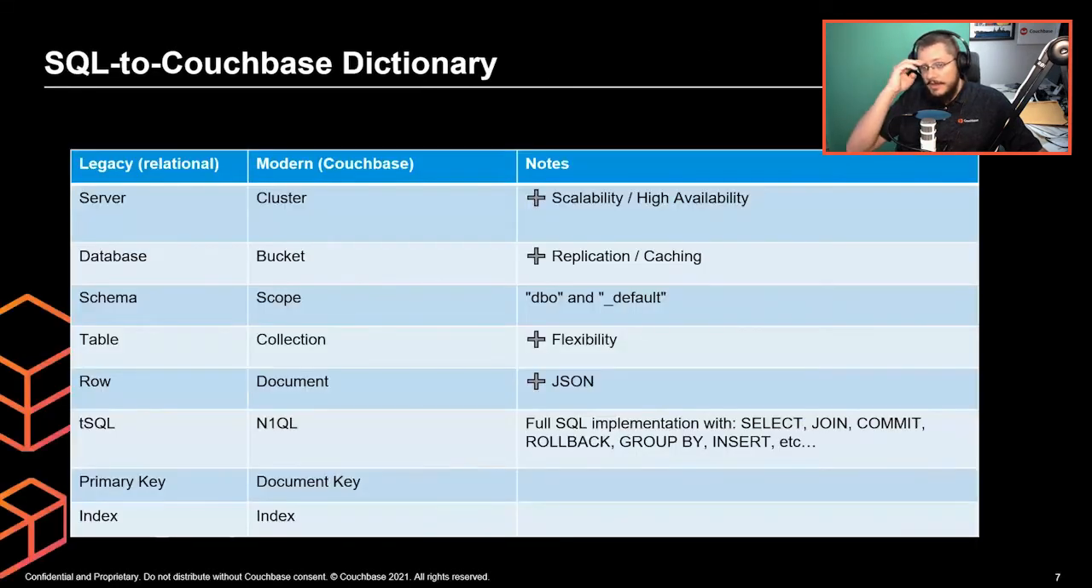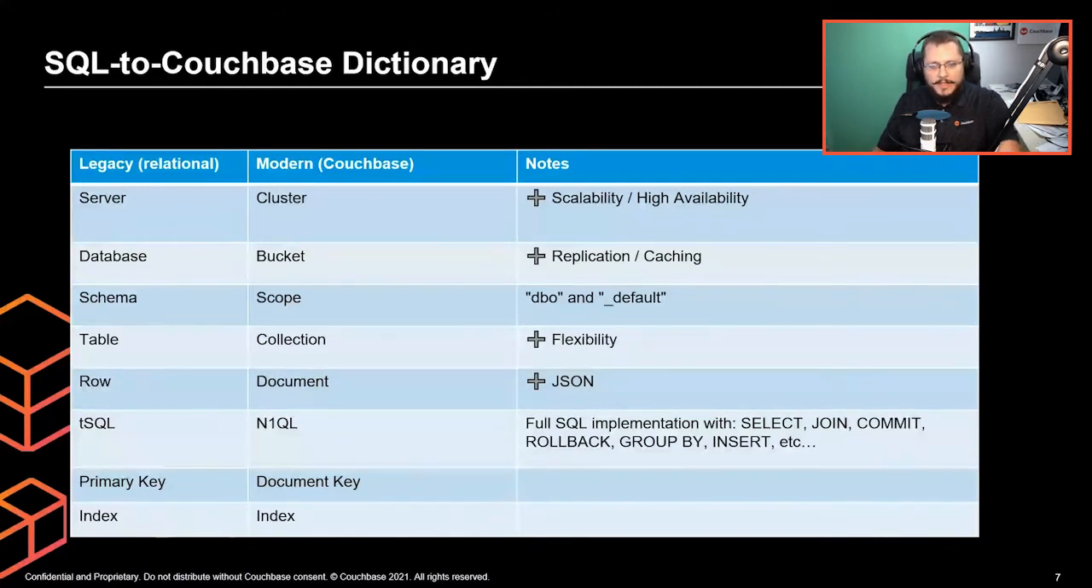So I went ahead and put together a SQL-to-Couchbase Dictionary, like a translation guide, just to kind of give you a mapping, if you're familiar with relational databases, and how that maps to a very similar concept in Couchbase. And then it's not just, like I said, we're not just reinventing a relational database. We're actually providing more features and functionality on top of that. So you get those as well, and I've added those in the notes column there.